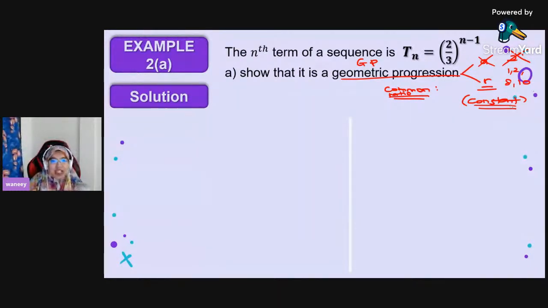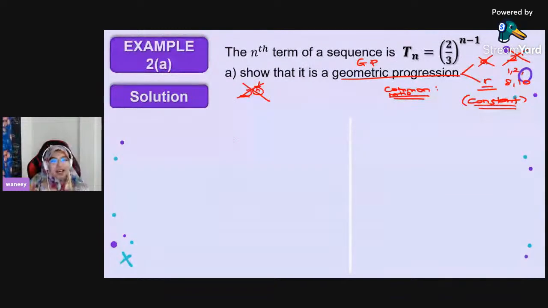It won't change. So kalau kata kita contoh ada 2 kuasa 1 per n, so nanti kalau n ni berubah, nilai ni pun akan berubah juga. So this one is not a common ratio. Boleh faham ke setakat tu? You are supposed to get some constant because this is a common ratio.